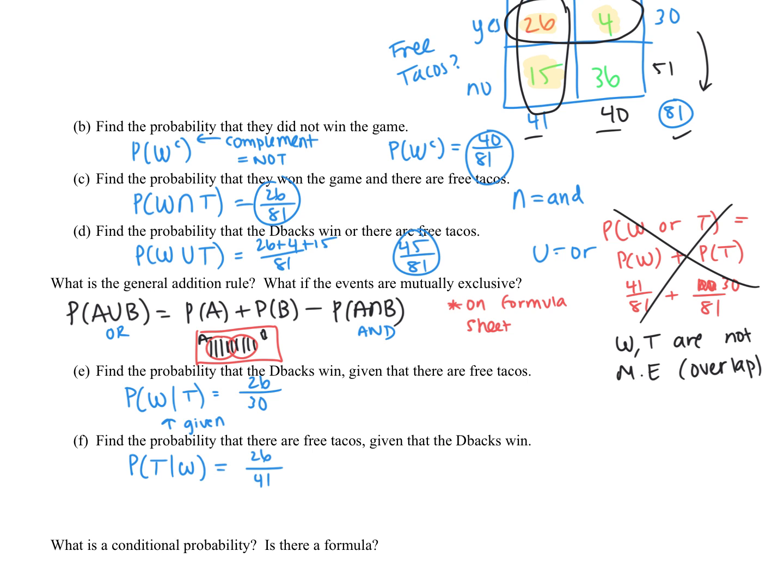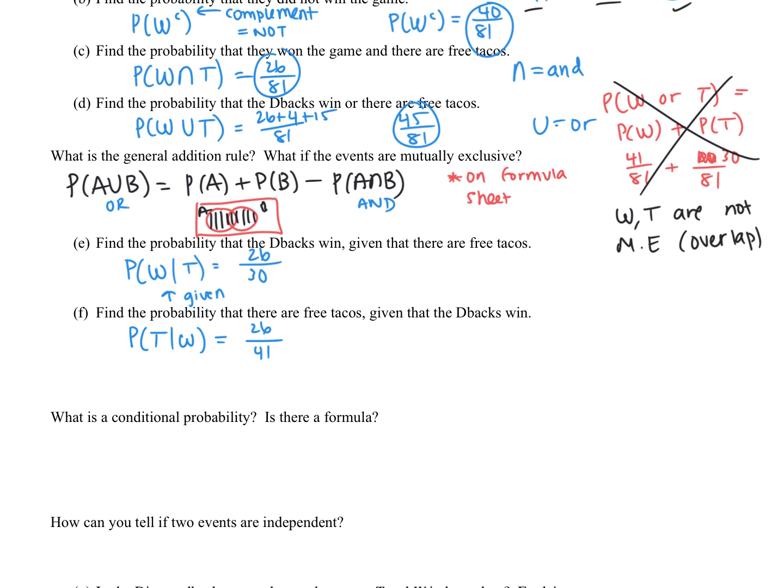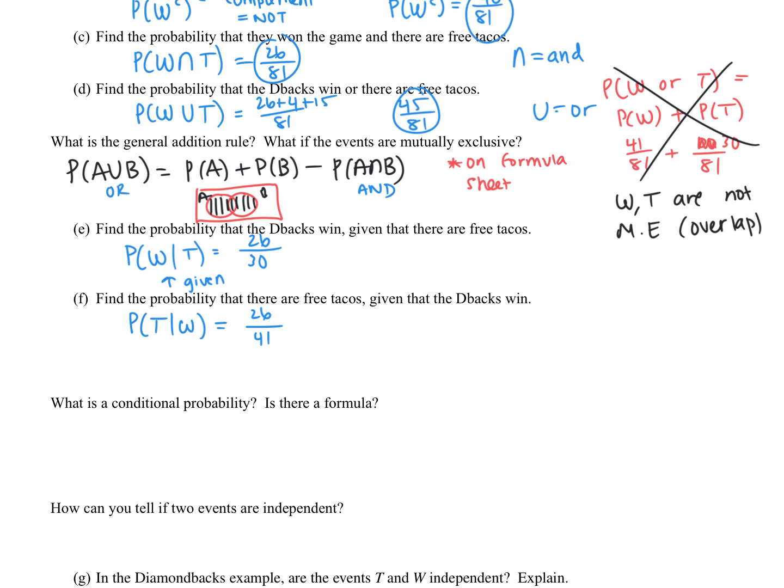This is called a conditional probability. So conditional probability is the probability of some event knowing another event has occurred.